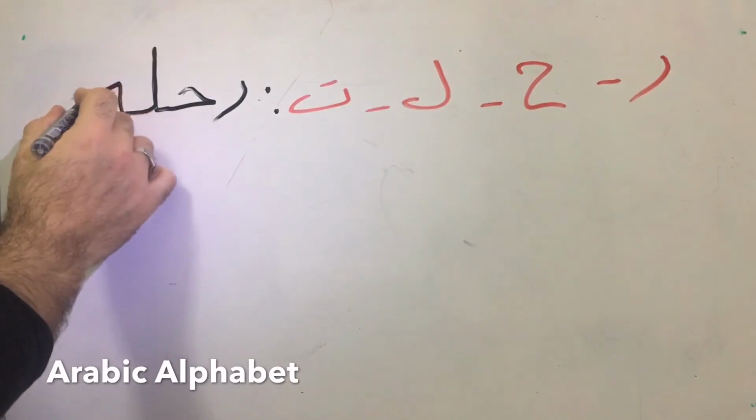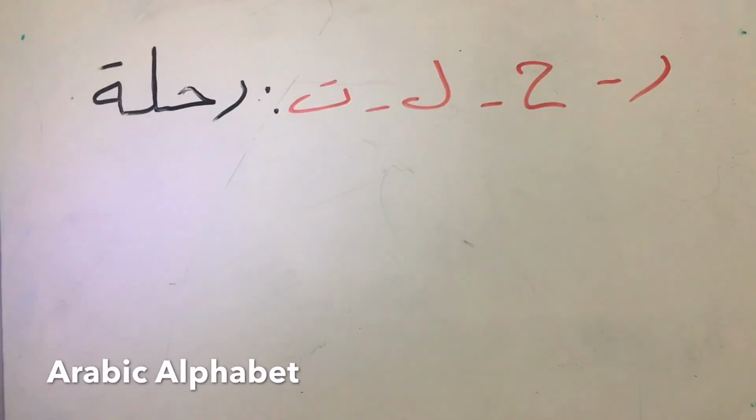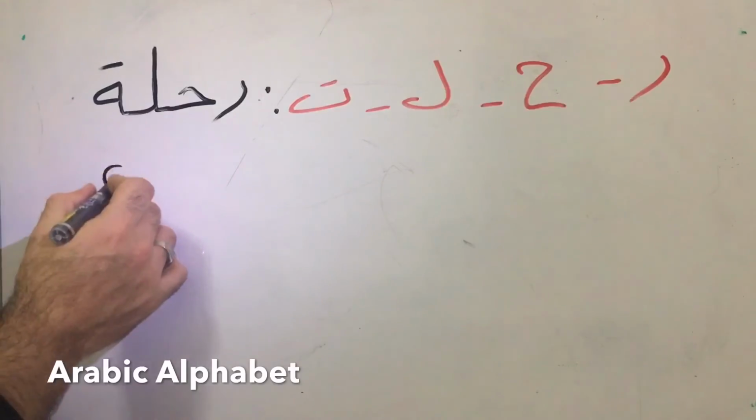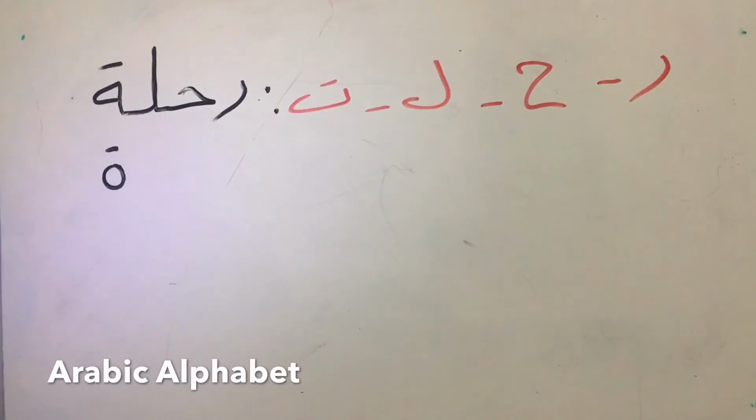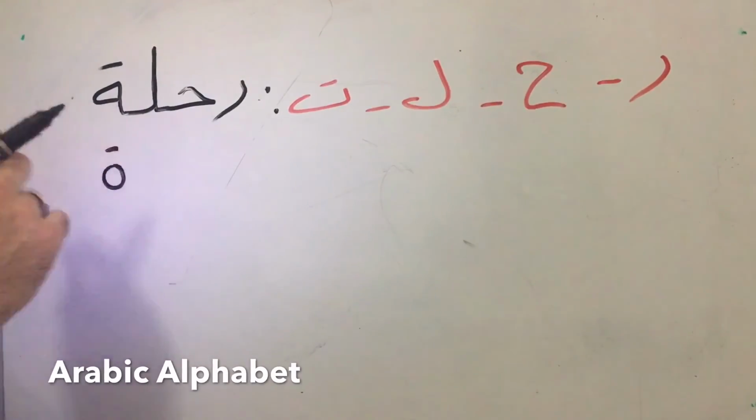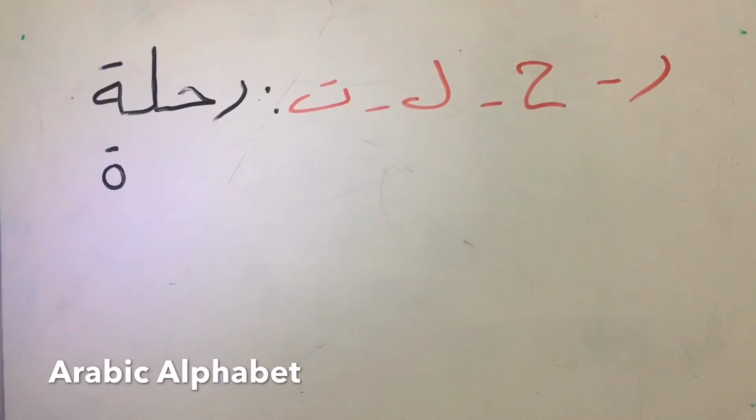is Ta. We call it Ta marbuta. It is like Ha, but it has 2 points over. When we stop at a word that ends with Ta marbuta, we pronounce it like Ha, Rihla, but when we speak it in speech we pronounce it as ta.